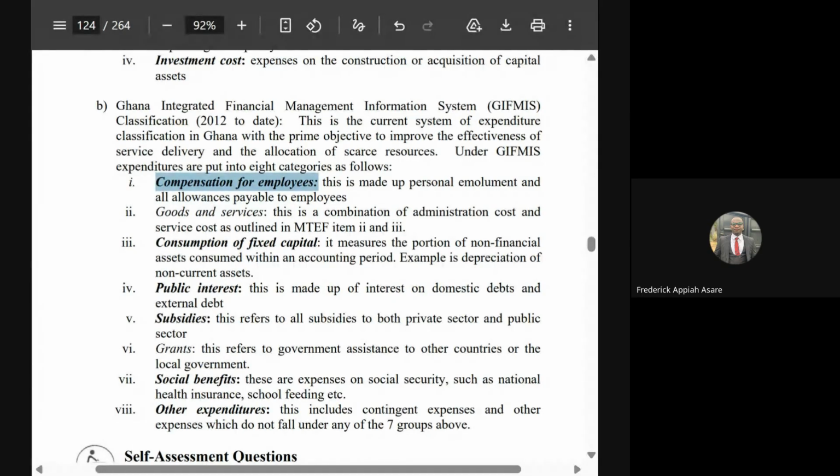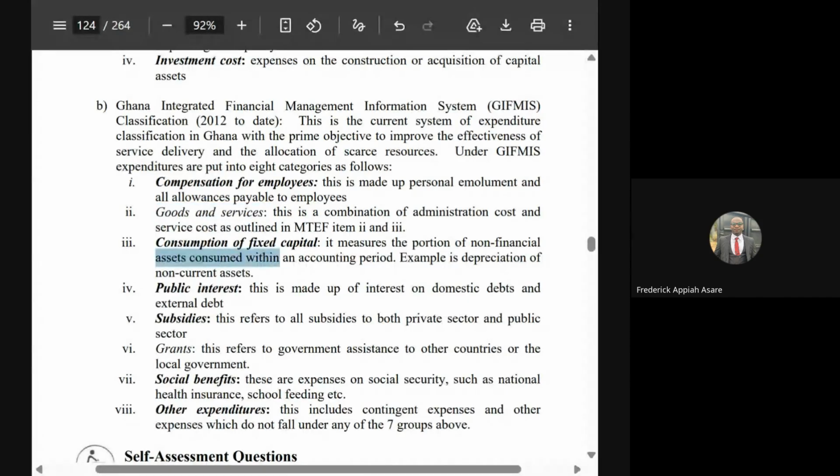That is, it covers all expenditures in relation to salaries paid to government employees. We have goods and services. And there is a combination of the administrative costs and the service costs outlined at the MTEF. That is all expenses like the training cost, all the expenses that they incur, and stationaries, all the expenses that they incur on those staffs. That is what the goods and services also covers.